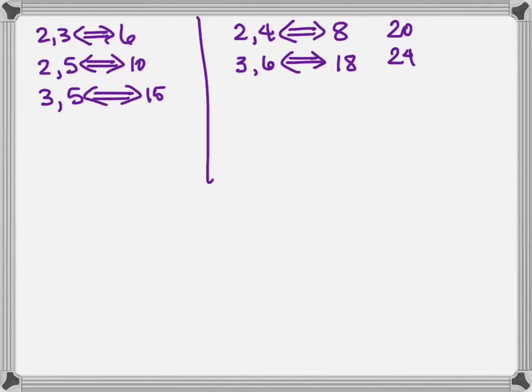Let's try 4 and 6. These are all ones that don't work, by the way. 4 and 6 does not divide by 24. What's a number that's divisible by 4 and 6 but not by 24? 36 would be one. So would 12. Right? 12 will divide by 4 and 6, but not by 24.